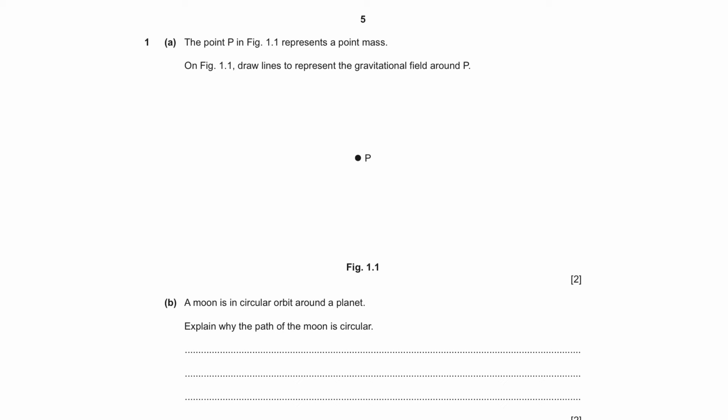Because it's a point mass, it will have a gravitational field, and the gravitational field would be radial, pointing inwards towards the mass, because that is the direction of force on any other mass placed close to it. So this is how we'll draw it. You'll have gravitational field lines, radial, and they should all point inwards towards the mass. You can draw more field lines if you want, but at least 4 field lines are necessary.